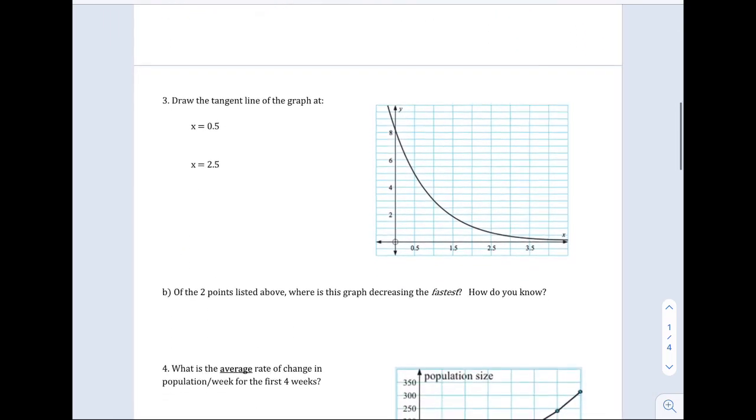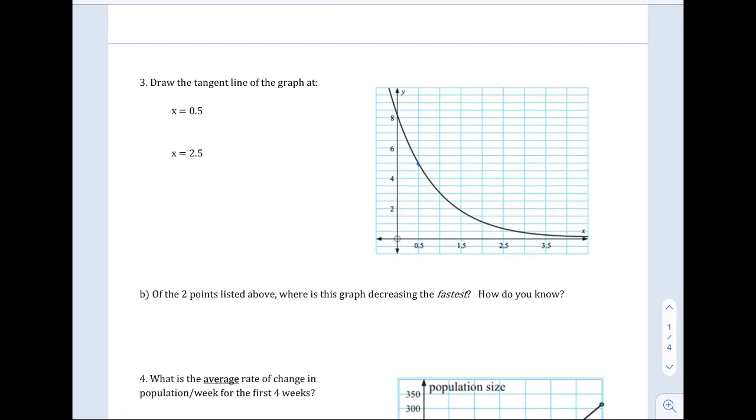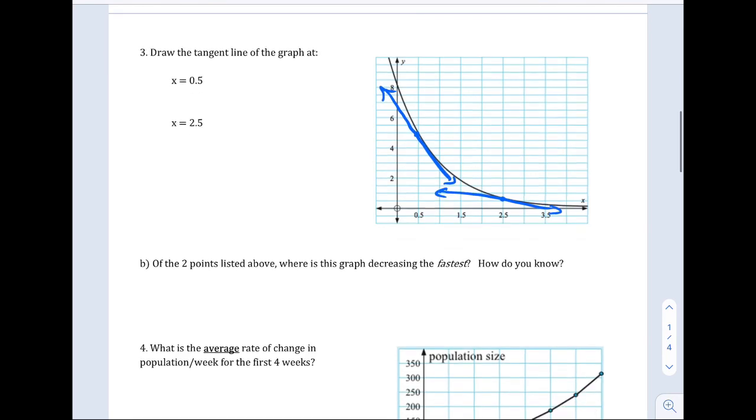Keep going. Draw a tangent line to these graphs so we kind of get the idea after a while. At 0.5 and then at 2.5. So the idea is that the slope is changing everywhere. So that's tangent lines. It says of the 2 points listed above, where is the graph decreasing the fastest?